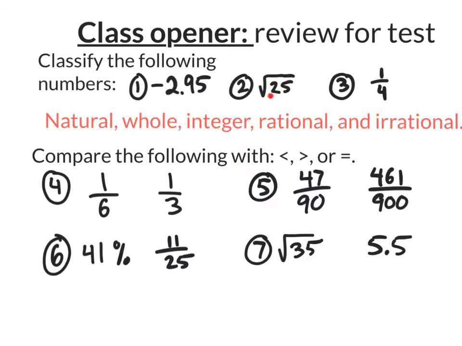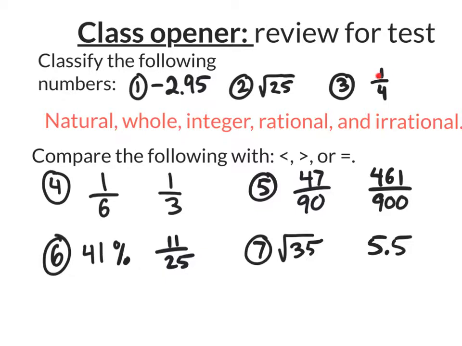This one, the square root of 25. What's the square root of 25? The square root of 25 is 5, and the number 5 is natural, right? Okay. Again, we want to be as specific as possible. Technically, if I would have said name all the groups that this belongs to, yeah, it's natural, it's whole, it's an integer, it's rational. But I want to be as specific as possible. The number 5, that is natural. Now, if I would have said the square root of 13, what would that be? The square root of 13 would be irrational, okay?